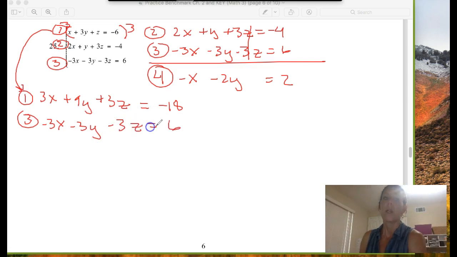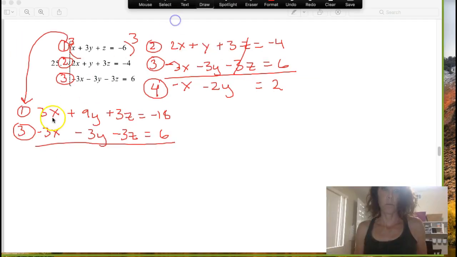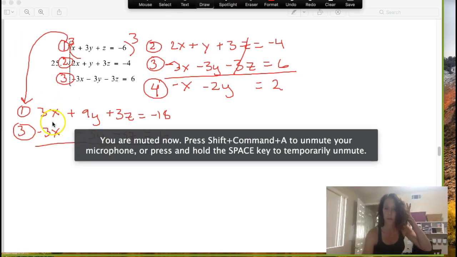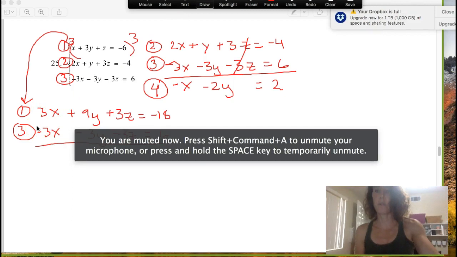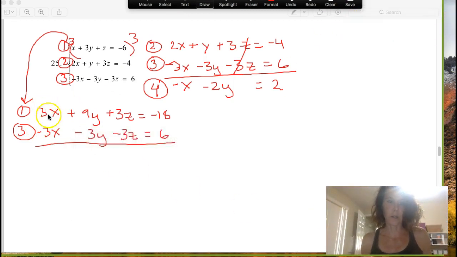So new equation 1 I wrote here, and equation 3 I wrote here. I'm going to add these together to get new equation 5. Oh, look, there. Okay, I had to restart the recording because it clipped off this very last problem. And I'm just going to start it here.